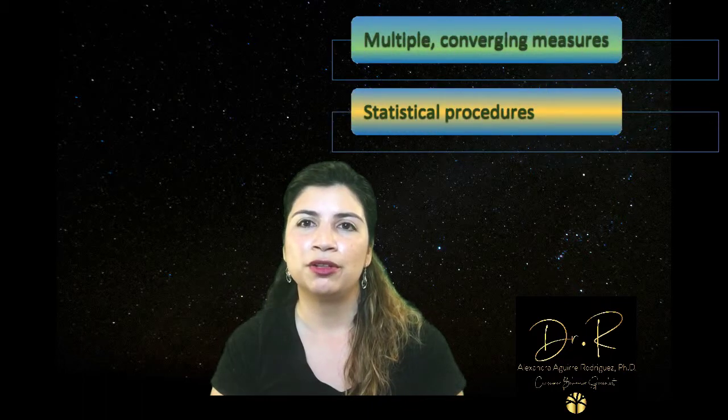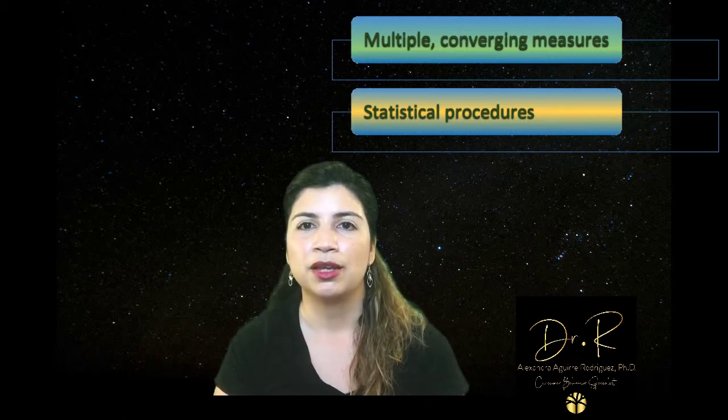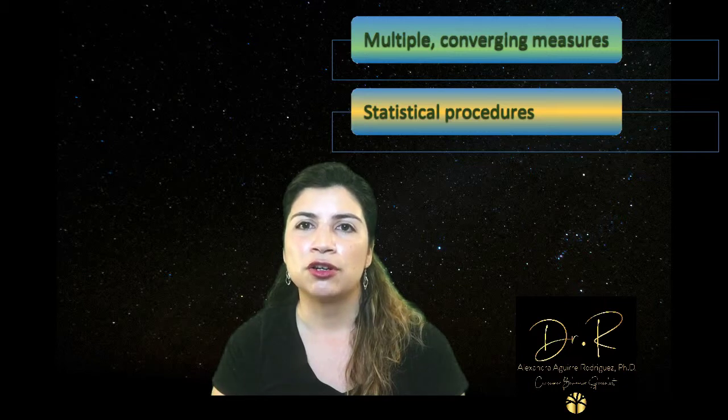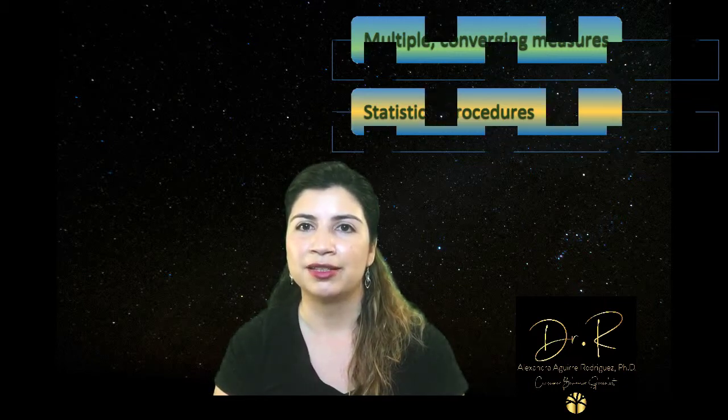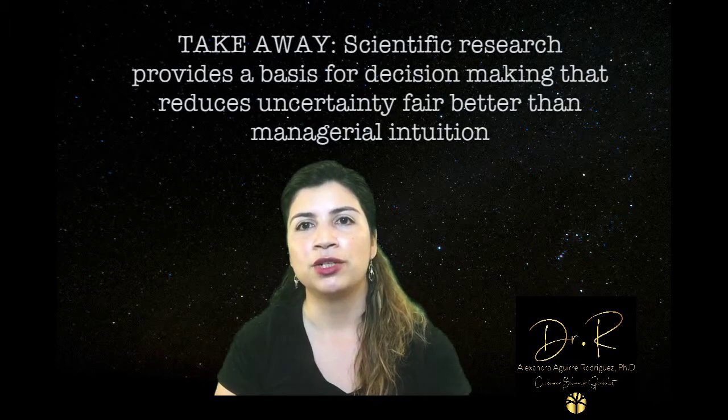So consumer research methods that reduce uncertainty include using multiple converging measures of attitudes, beliefs, opinions, preferences, judgments, and dispositions. And statistical procedures are also used to control for extraneous variables and their effects. So managers must make difficult decisions under uncertain conditions, but scientific research provides a basis for decision-making that reduces uncertainty far better than managerial intuition.